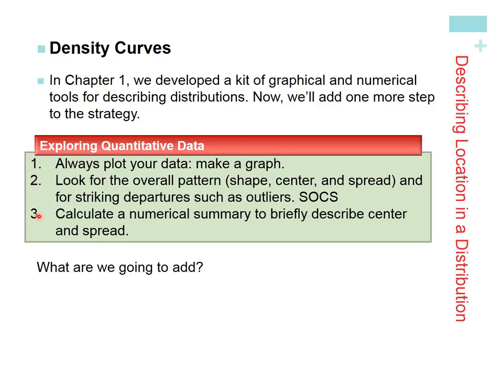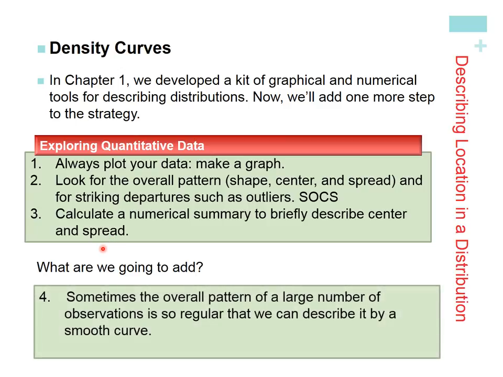And then we calculated a numerical summary to briefly describe the center and the spread. So that was our five-number summary. We took a look at the mean and the standard deviation. And then we also decided what was the best way to measure the center and the spread. Was it the mean or the median, and the standard deviation or the IQR? So what specifically are we going to add to these three steps?